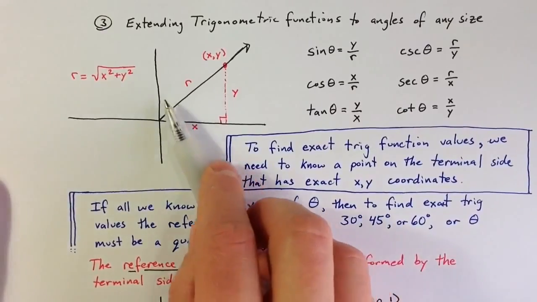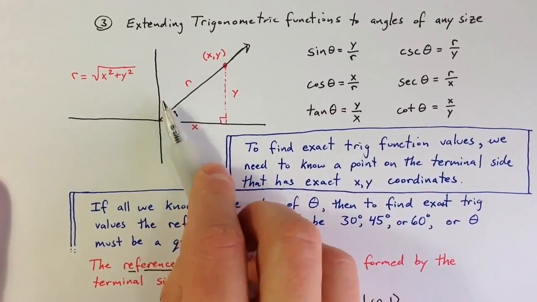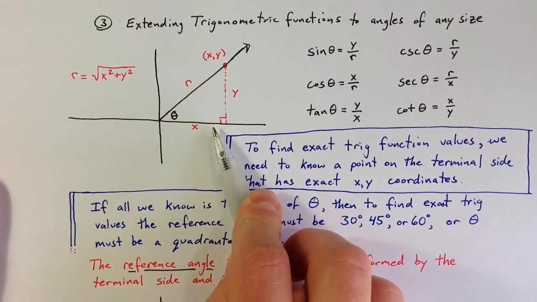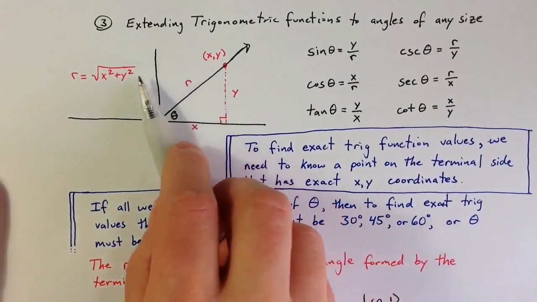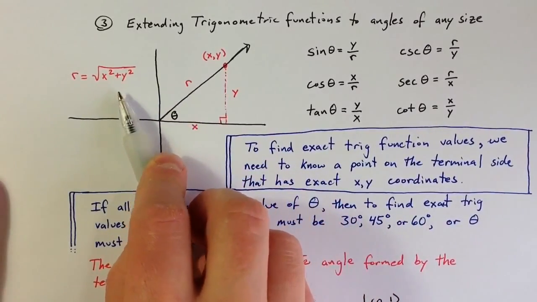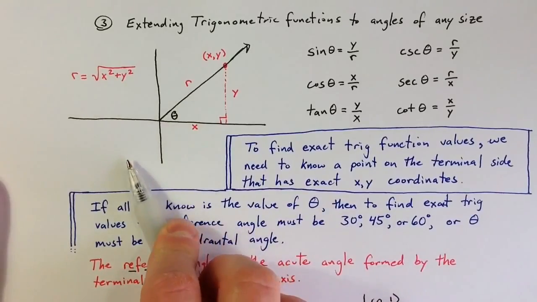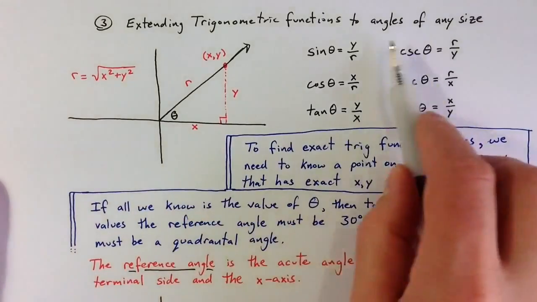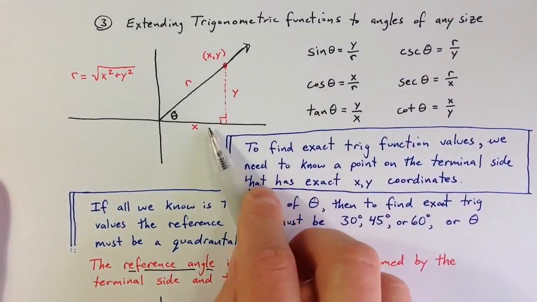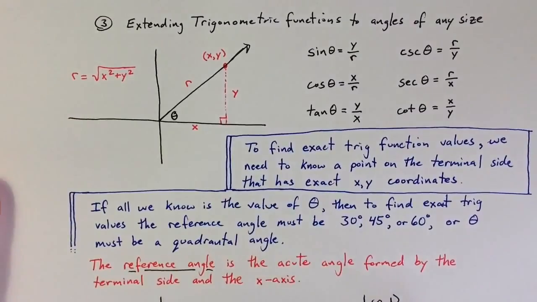So if we're between 0 and 90 degrees, we're going to get the same values that we would have just by looking at a simple right triangle. But then extending to angles that are bigger than 90 degrees or negative angles, we can use these definitions based on the reference triangle to come up with answers.